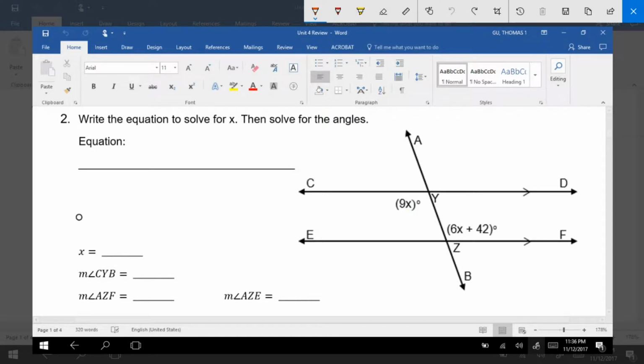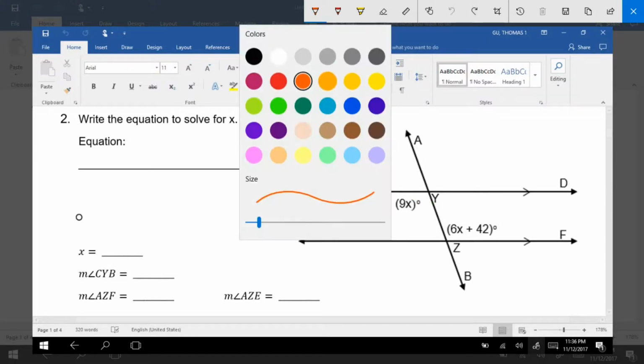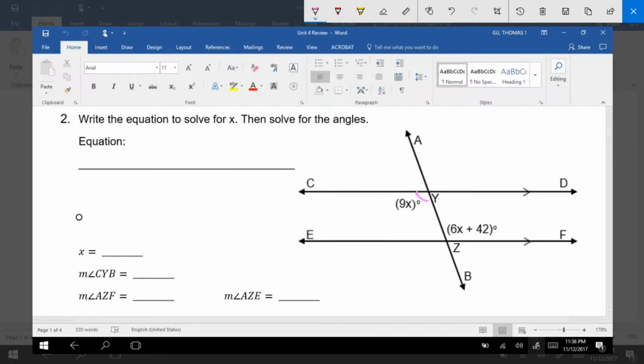So which two angles have x? That's going to be this one. Oh, let me use a different color actually. It's going to be this one right here. And then it's going to be this one right here. And how will we label that? This is going to be c to y to z. So I'm going to say c, y, z. And then over here it's going to be f to z to y, so f, z, y.